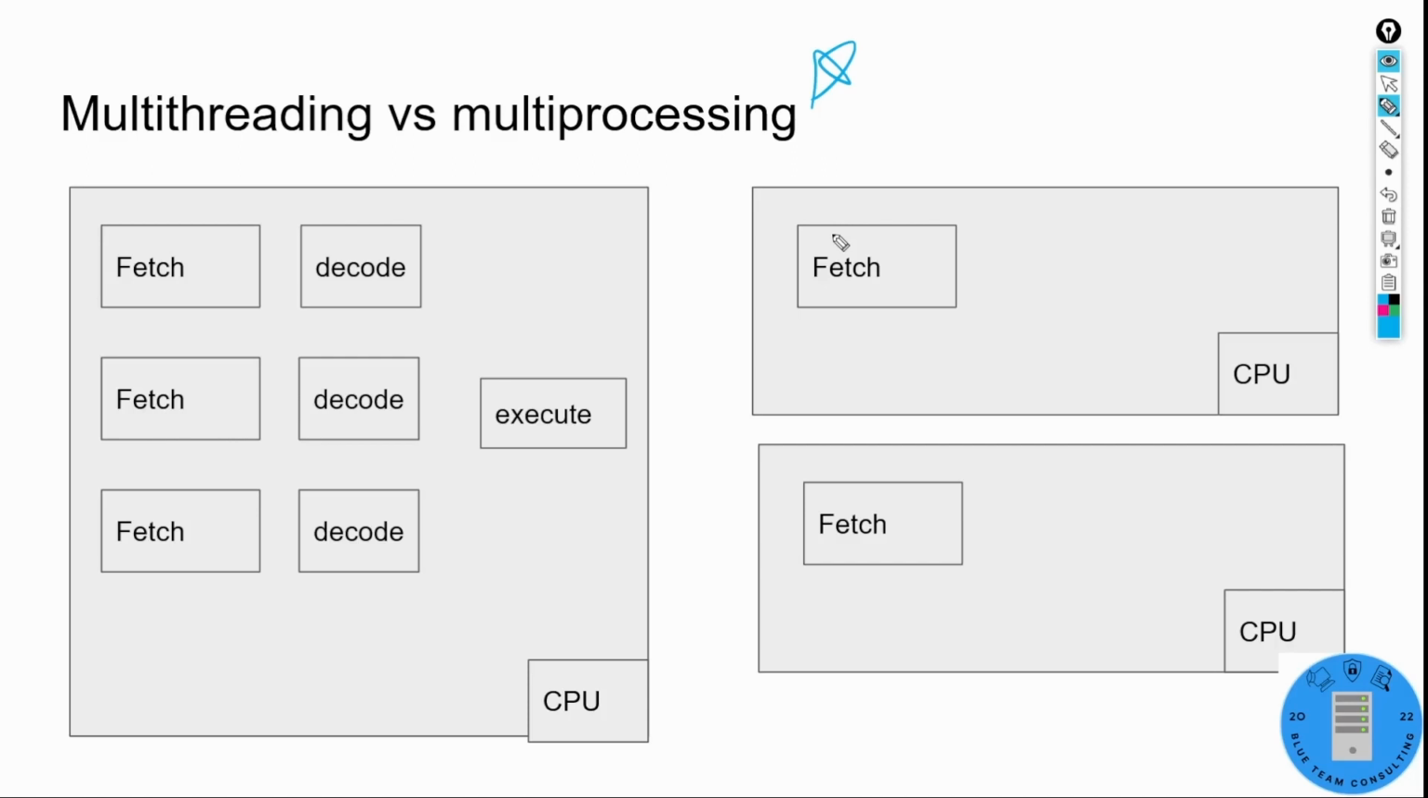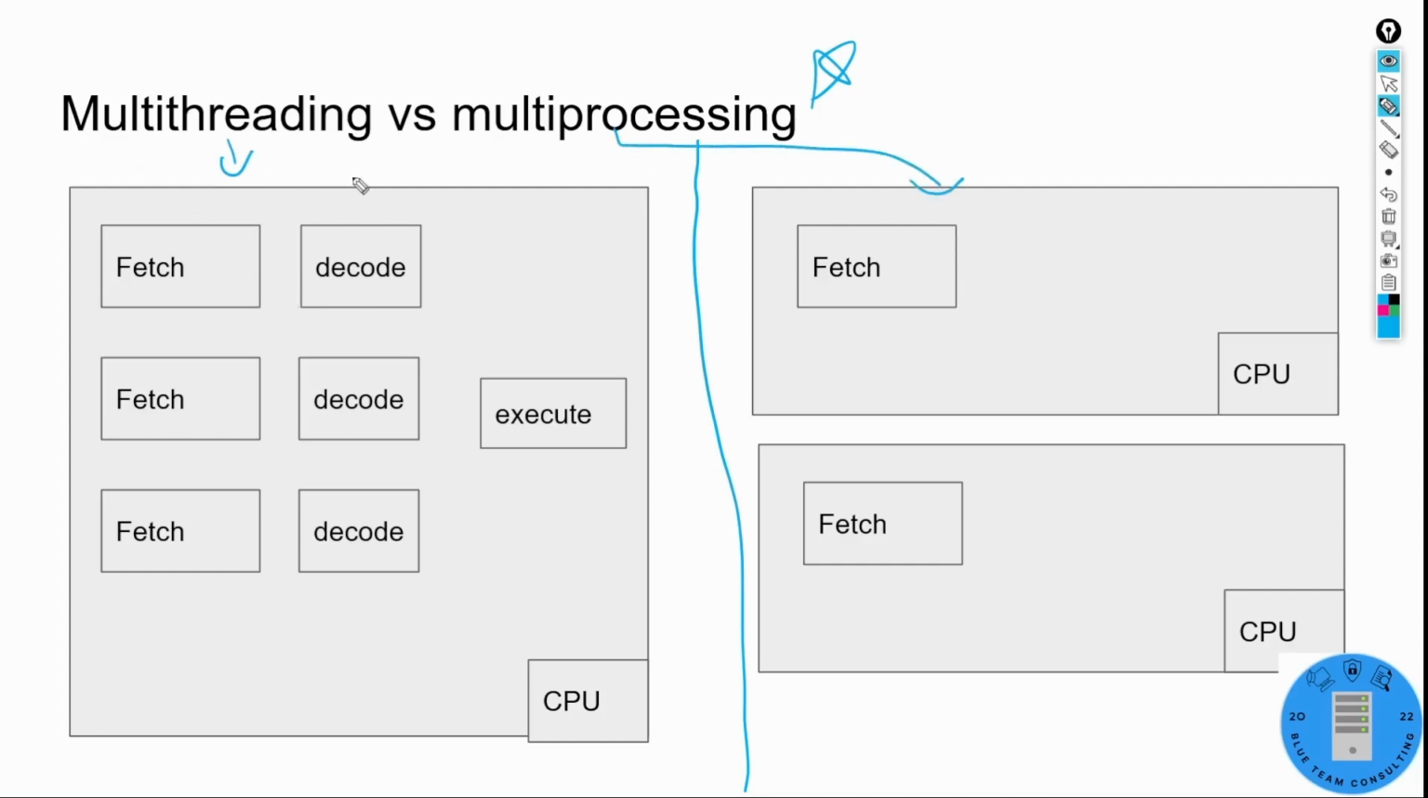So starting with multi-threading, that is on the left here. This whole box is the CPU. So this is one big CPU, and this is another CPU, and this is another CPU. So we have three CPUs here. I'm just going to draw a line here for a second. Over here, this is multi-threading, and this is representing multi-processing.